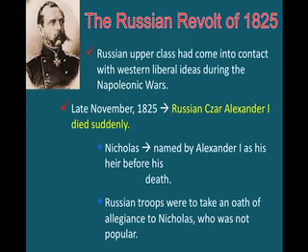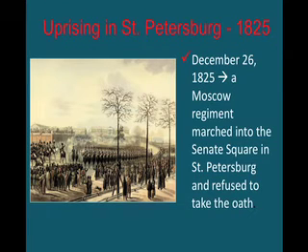The Russian troops were to take an oath of allegiance to Nicholas, who was not very popular due to his beliefs about being absolute in his power, with no other say in government provided to the people. So there's an uprising in St. Petersburg in 1825 where we find the Moscow regiment. These soldiers marched into the Senate Square in St. Petersburg and refused to take the oath.